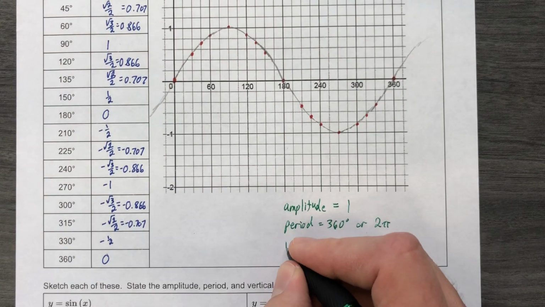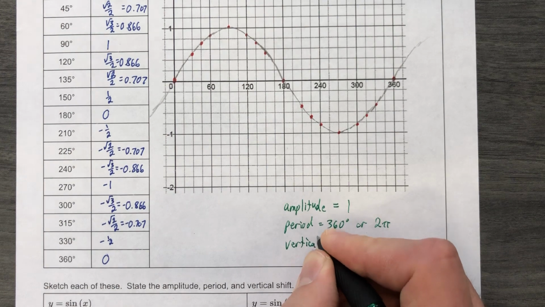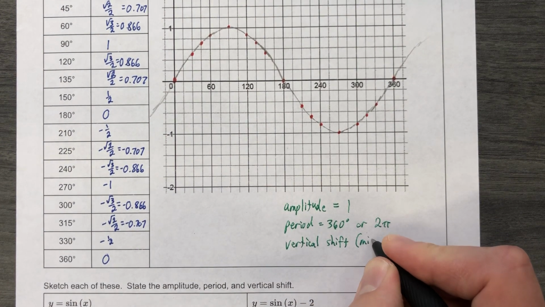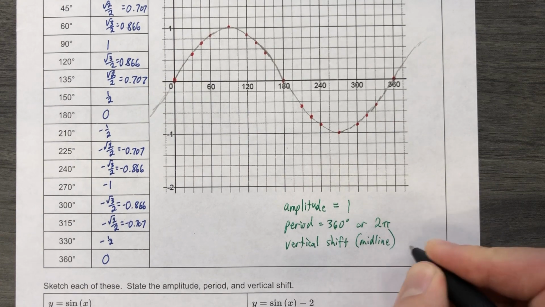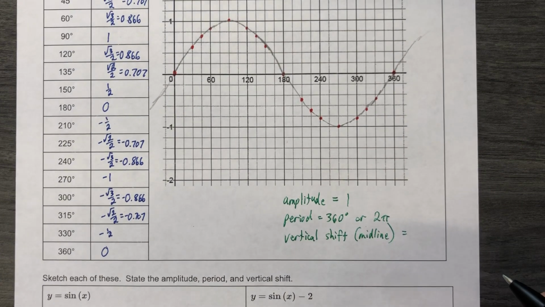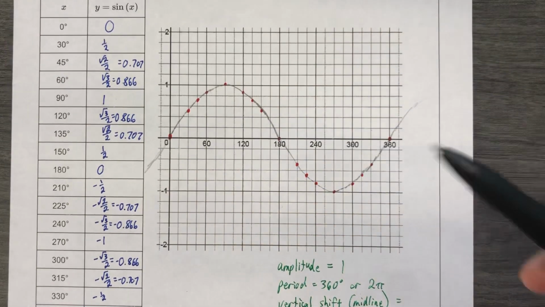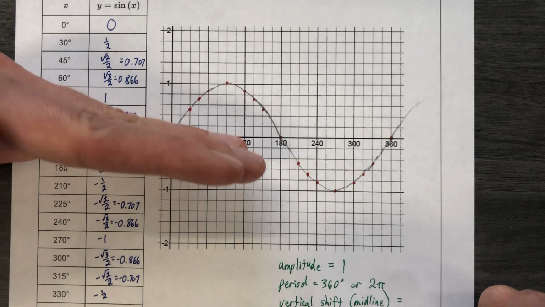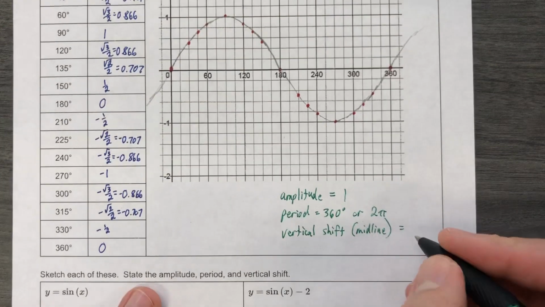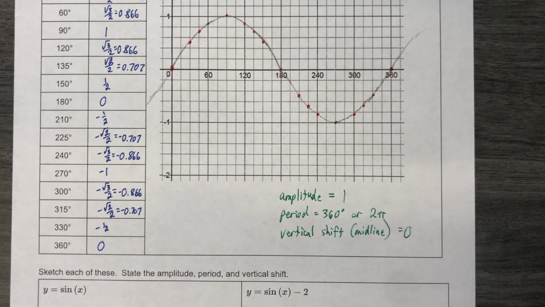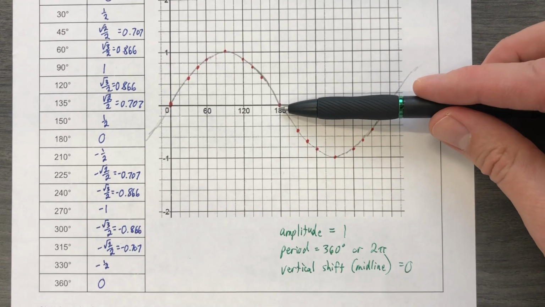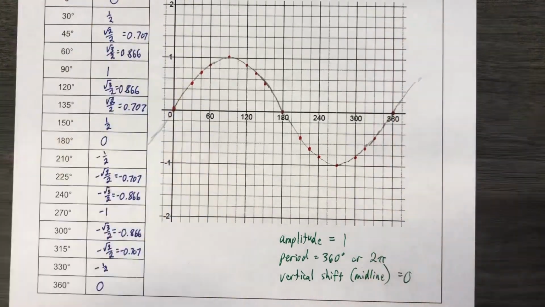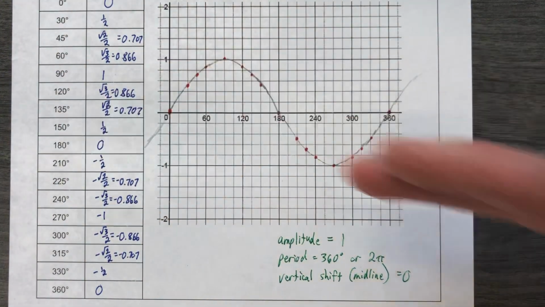And then we're going to have the vertical shift, which we often call the midline. And the vertical shift in this case was none at all. It's centered at 0. I could draw a line through 0, and I would have just as much graph above as I do below. So this is going to be 0. So again, amplitude is the distance from the vertical shift, the midline to the top, vertical shift to the bottom. Period is how long it takes to make one full cycle. Vertical shift is basically where the middle of this thing is.